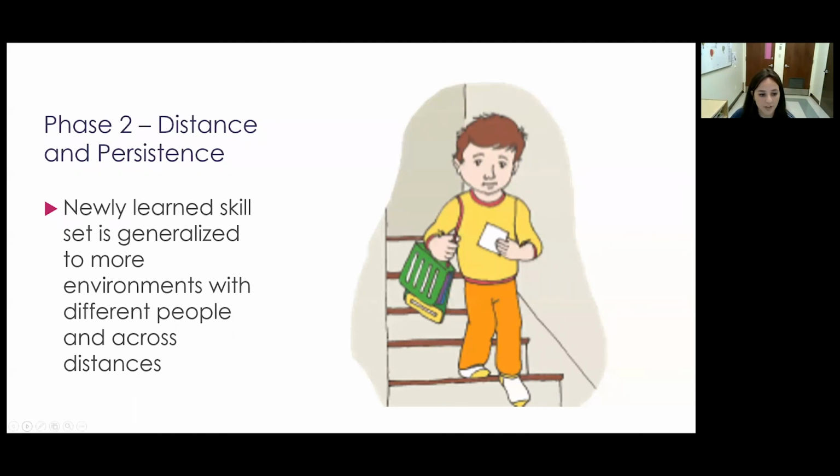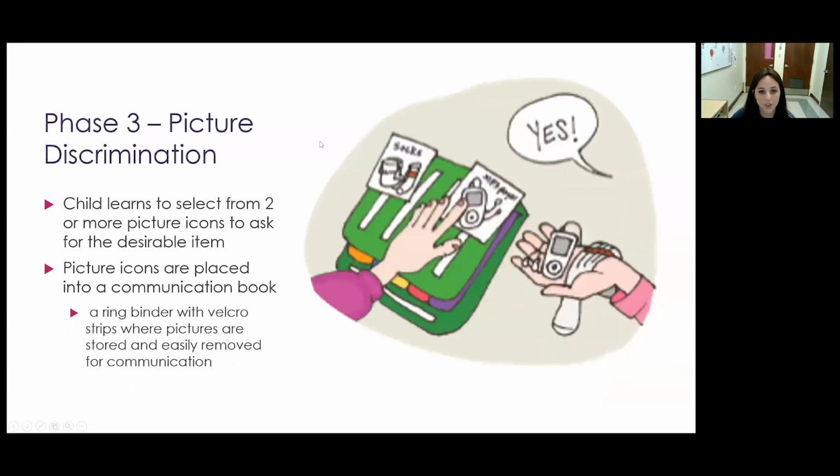Then we have phase 3. Phase 3 is picture discrimination. So this is where we bring in another icon. The child is learning to select from 2 or more picture icons to ask for the desirable item. The picture icons are placed into a communication book. This is where the communication book comes in, and it's like a loose leaf binder with Velcro strips where pictures are stored and easily removed for communication. So the child is learning to discriminate between 2 picture icons.